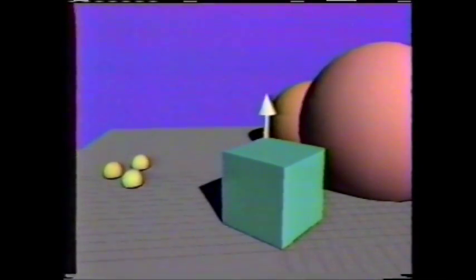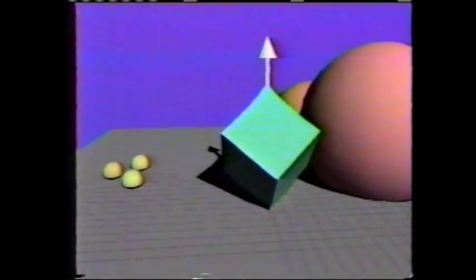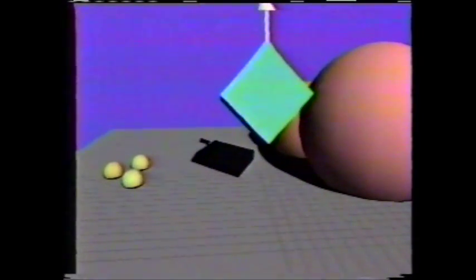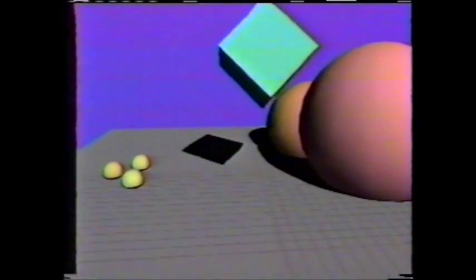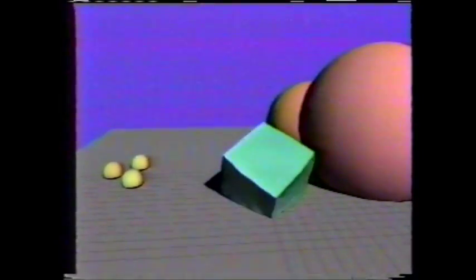We can model flexible objects as well. Here we see an elastic jello-like cube. We pick the cube up by its corner. Note the elastic stretching along the corner. As we release the cube, it falls to the table.